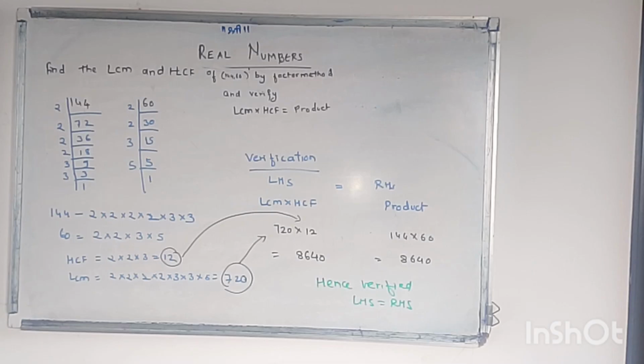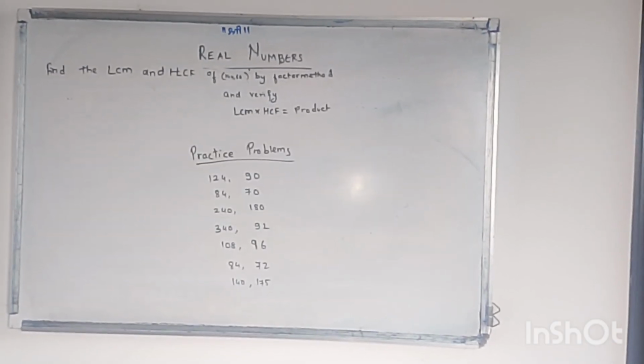This sum can come for 3 marks. So here you are going to get full 3 out of 3 if you do this properly in this way. These are some practice problems for verification method. Pause the video and solve the sums. Do write your answers in the comment box so I get to know whether you are doing it right.